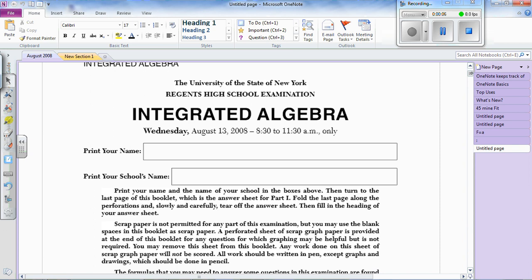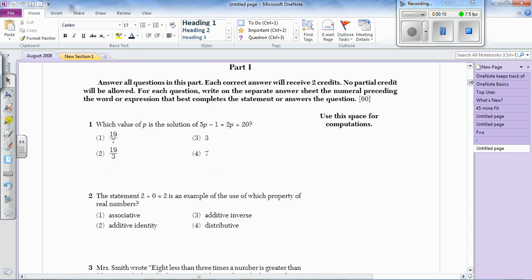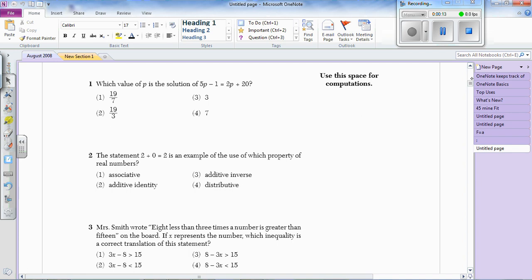In August 2008, we're going way back. Alright, I'll try to do these as quickly as possible because I want to get through as much as I can today. It's uploaded for you. Alright, first one, just got to solve for p.